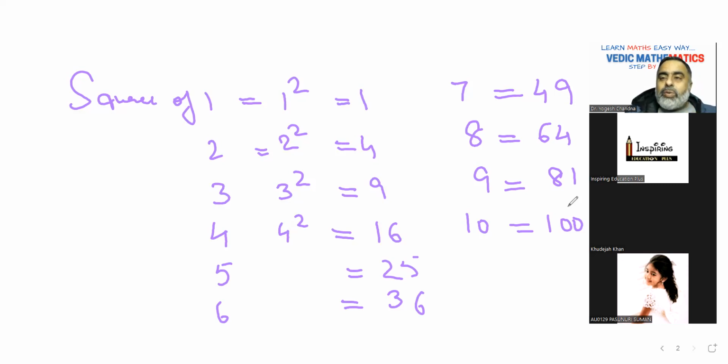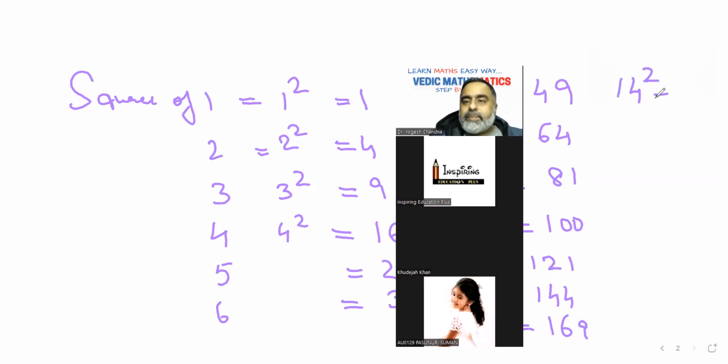So very essential, you need to remember, and if possible, do remember 11 square, 121, 12 square, 144, 13 square, 169, 14 square is? 196, and 15 square? 225. So up till here, if you can remember, it's good, but up till 10, it is compulsion. If you don't know up till 10, then nothing can be done. So first 10 is essential, and if up till 15, that will give you more speed, more benefits.